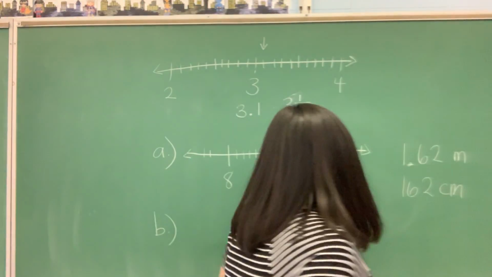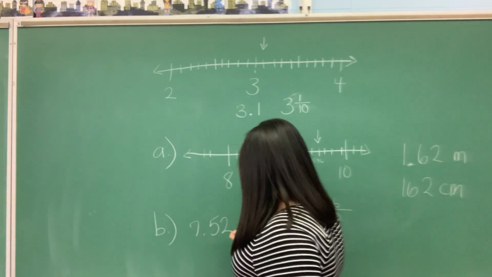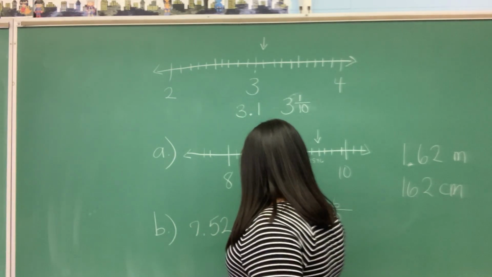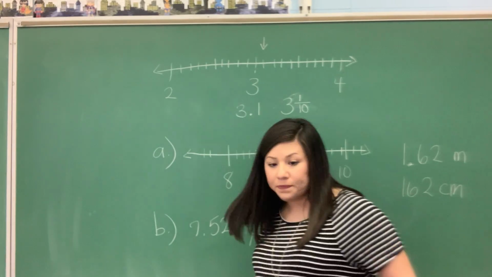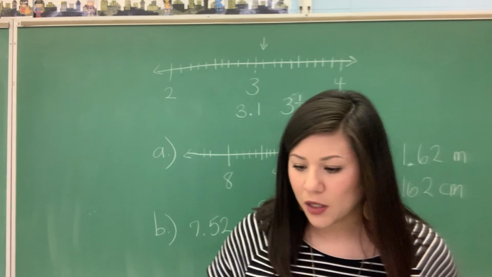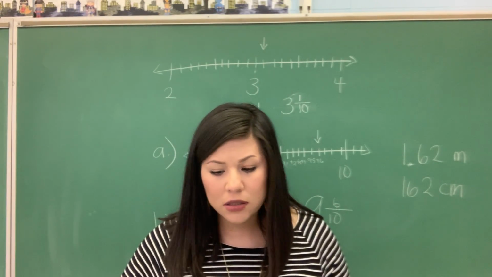So the answer for letter B would be 7.52. How would I write this as a mixed number? It would be 7 and 52 over 100, okay? And that's that.